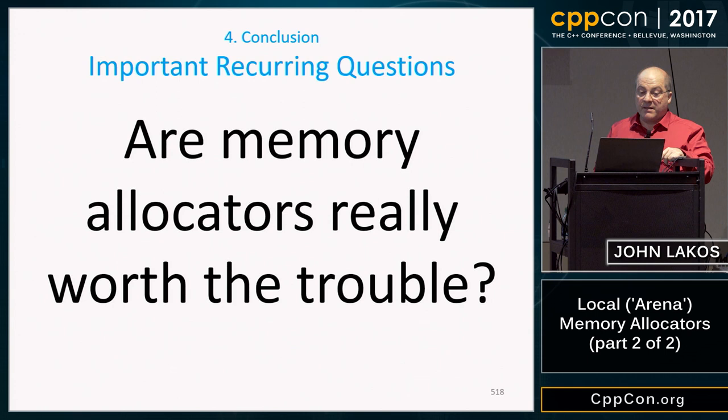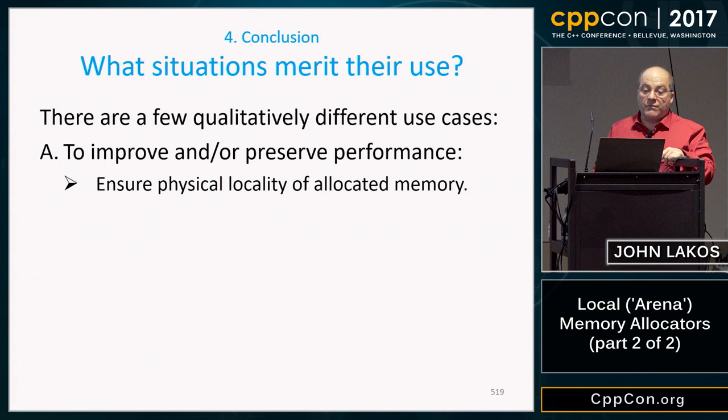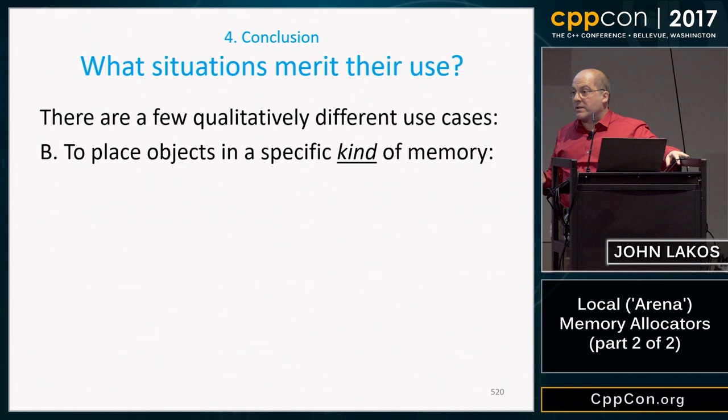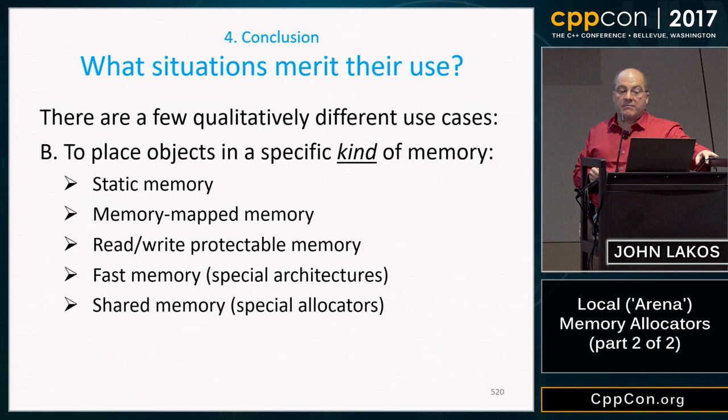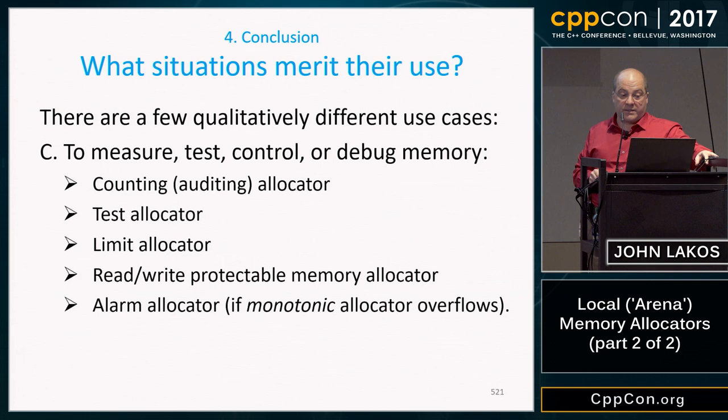And the conclusions: are memory allocators really worth the trouble? Yes. In what situations? Well, there are different cases. To improve and preserve performance. We talked about that. Here are some of the examples. I'm just going to put them up there because I'm low on time. If we want to place objects in a specific kind of memory, and the kinds of memory are really pretty amazing. And then the third one is measure, test, debugging and profiling. And that's another thing that's really awesome for memory allocators.